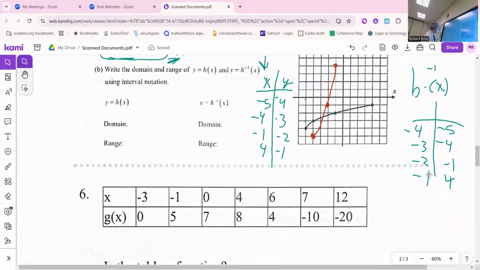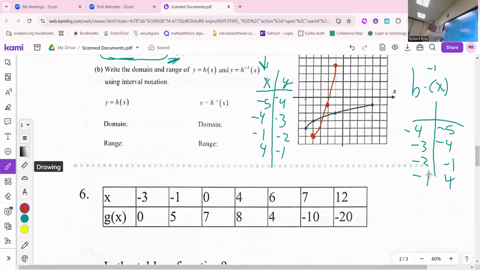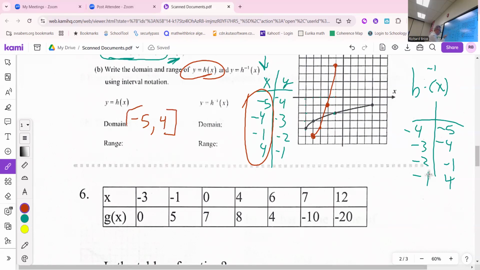The domain and range of the original function. Write the domain of the original function. We have the table written down here. We already said the domain is the x values. The domain is the x values, but don't write them down because it's a curve, all the fractions, all the decimals between it. So the smallest one is negative 5. The biggest one is 4. Since they're filled in, they're in brackets.